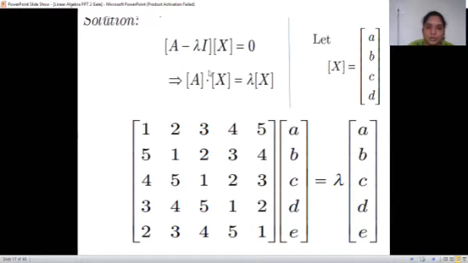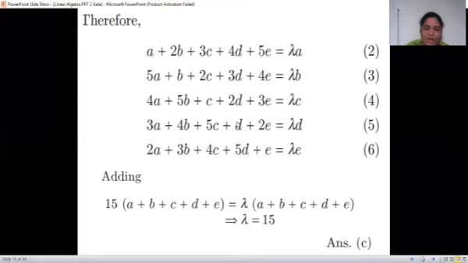So we have A minus lambda x is 0, that is Ax is lambda x, and we are considering a, b, c, d, e as the vector x. I have written here Ax is equal to lambda x. Solving that, from the first equation we get a plus 2b plus 3c plus 4d plus 5e is equal to lambda a. Correct? This is your first equation. The second equation will be 5a plus b plus 2c plus 3d plus 4e is equal to lambda b. Correct? We are writing all such 5 equations.